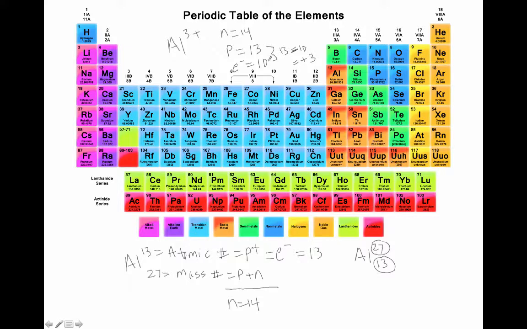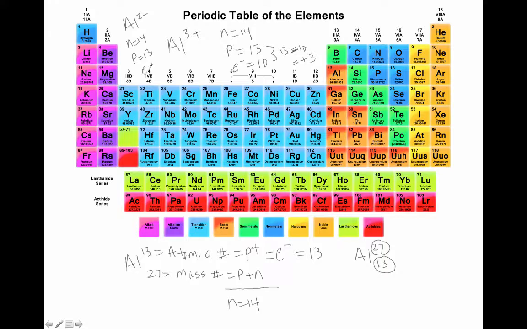Now, we can also have a negative ion. So instead of having aluminum plus 3, what if we had aluminum that's, say, 2-? That means we now have more electrons than we do protons. So again, we still have 14 neutrons that's found within aluminum 2- ion. We also are still going to have 13 protons because that's not going to change. It is still aluminum, and 13 is what makes aluminum, right?